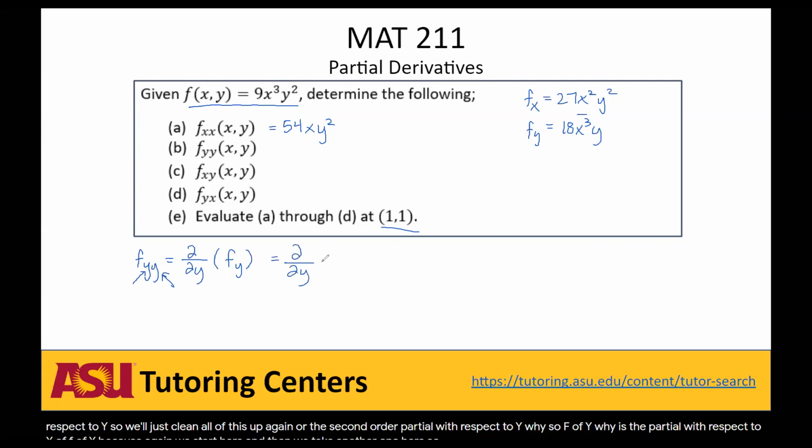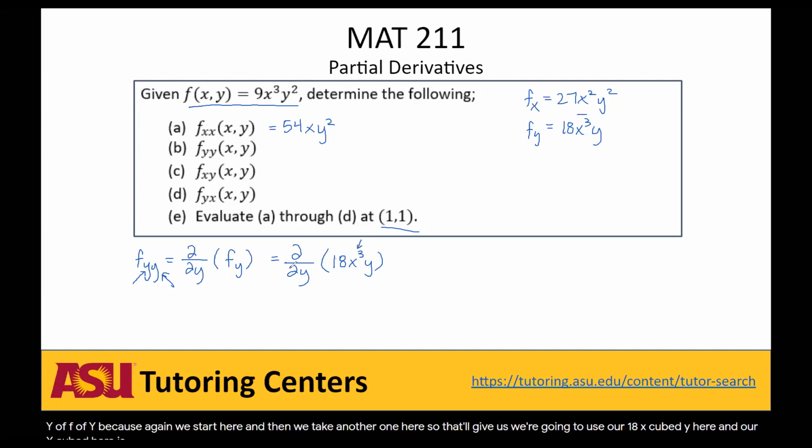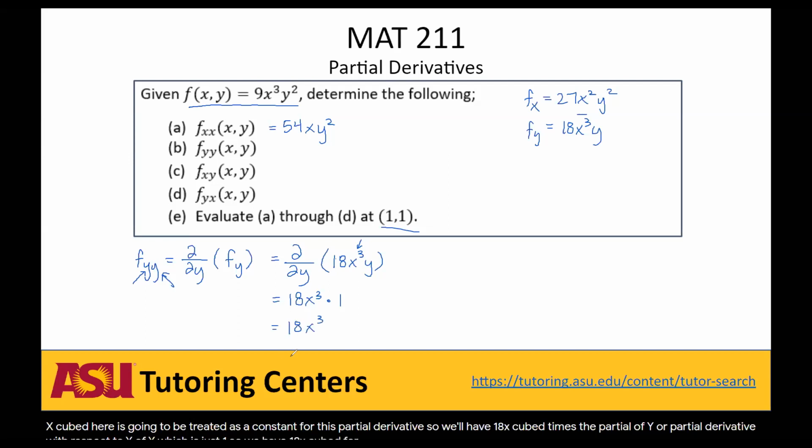And so that'll give us, we're going to use our 18 x cubed y here. And our x cubed here is going to be treated as a constant for this partial derivative. So we'll have 18 x cubed times the partial derivative with respect to y of y, which is just 1. So we have 18 x cubed for f of y. Let's write that up here again.